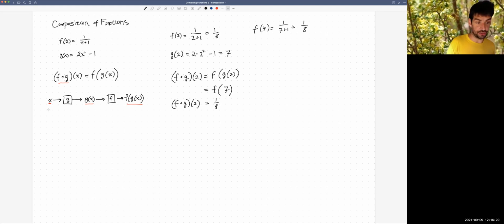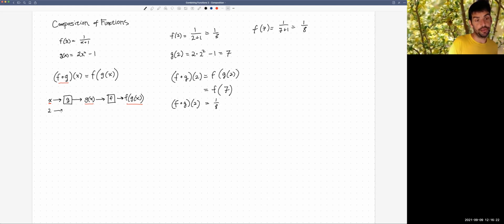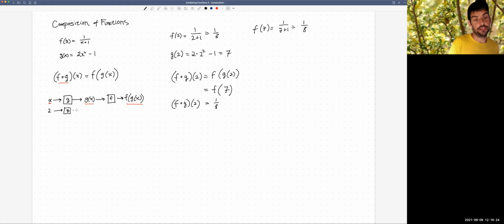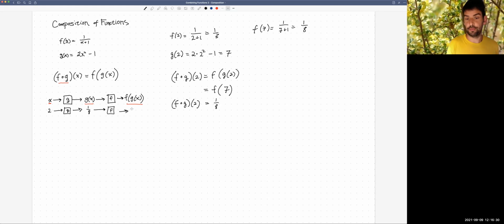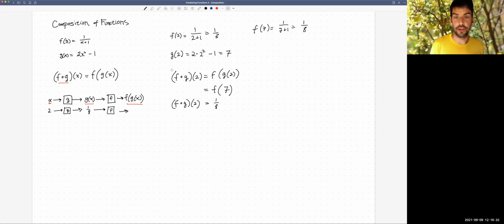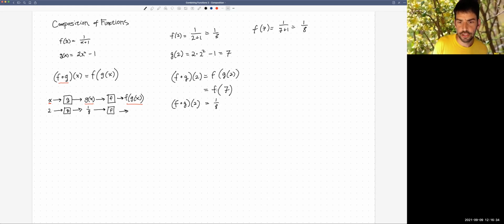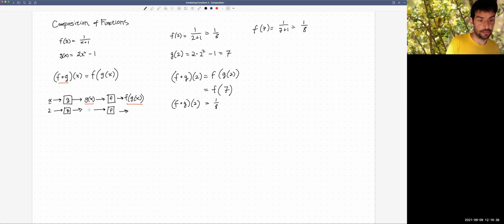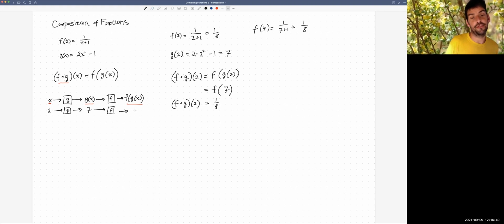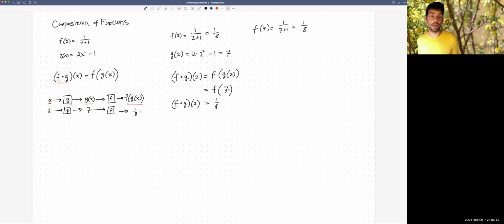So again, we started with the number 2, we put it into g, g spit out the number 7. Sorry, I said the wrong thing. G spit out the number 7. We put that into f, and then f spit out the number 1/8.